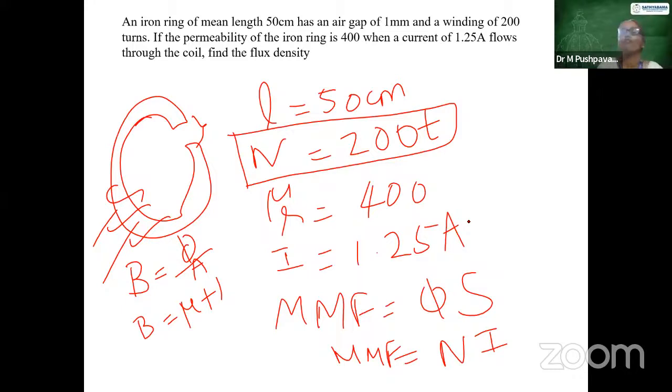But we don't know the flux value. So we are supposed to find out the flux value, because we need to find the flux density value. So how will you find out flux? It looks like a series magnetic circuit.